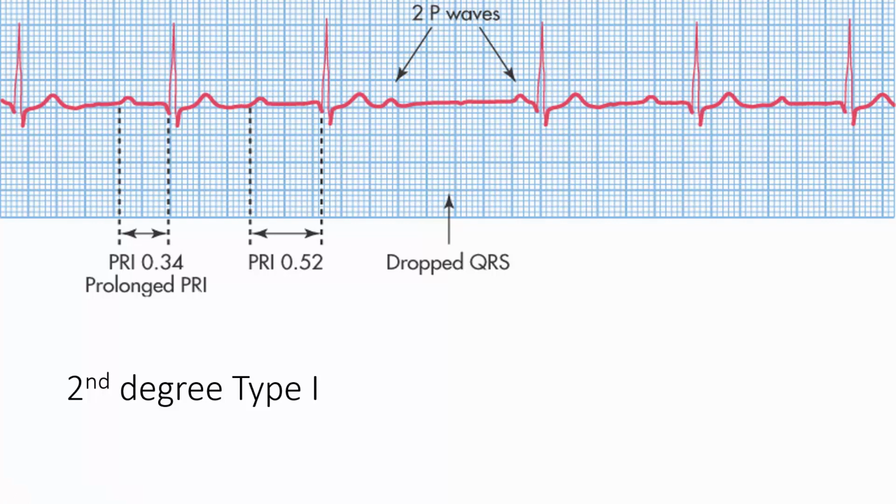With these blocks right here, the best way to tell the difference between your blocks is you go to that PR interval. Okay, guys? So I told you first degree, you have a PR interval that is just prolonged. The second degree type 1, I like to refer to it as your going, going, gone, because you see how it gets progressively longer. It drops a beat, and then the pattern starts over again. That's your key feature in your second degree type 1.